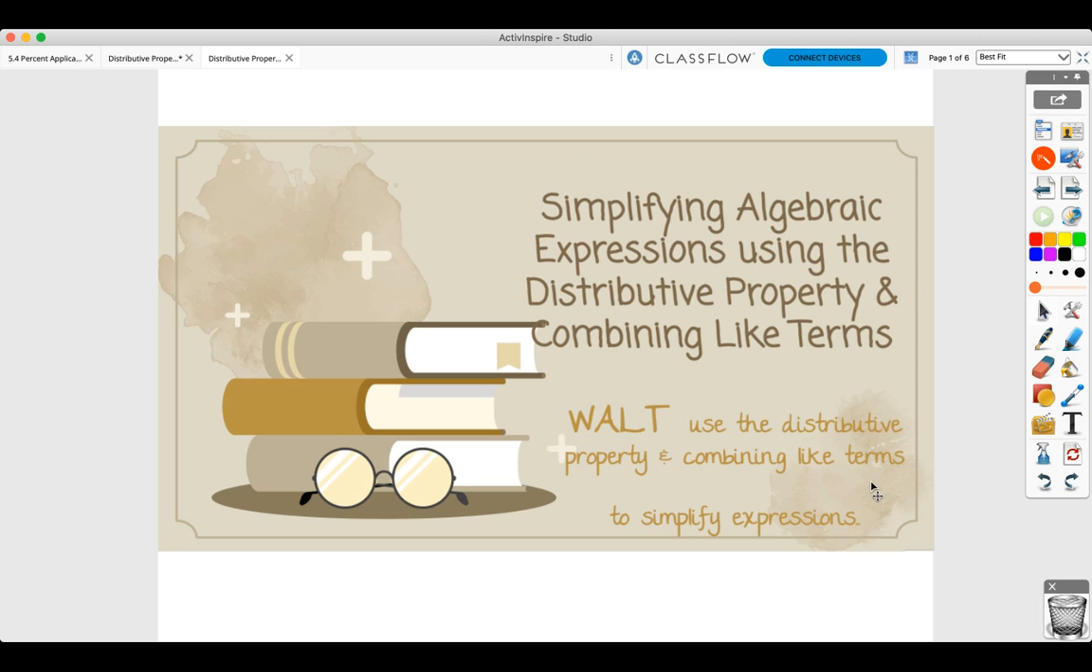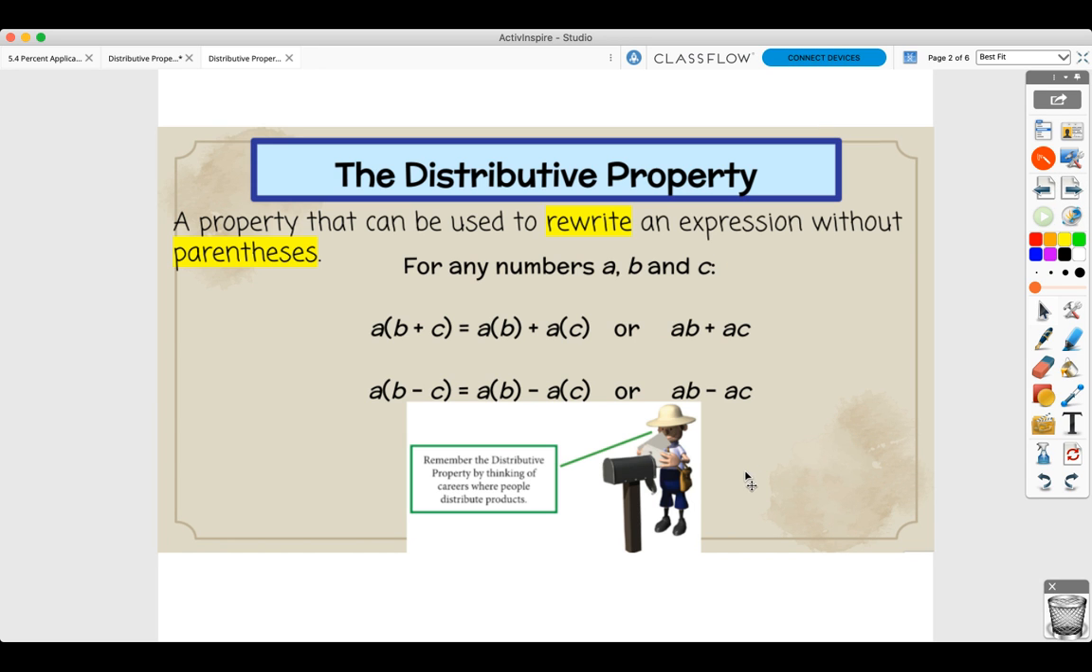Hi students, this is the second day of distributive property. So you're going to be simplifying algebraic expressions using distributive property and combining like terms. Let's get started. So you did distributive property before break and in your assignment yesterday.